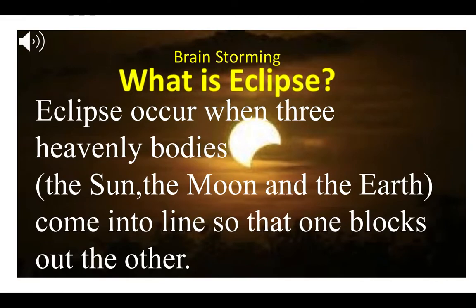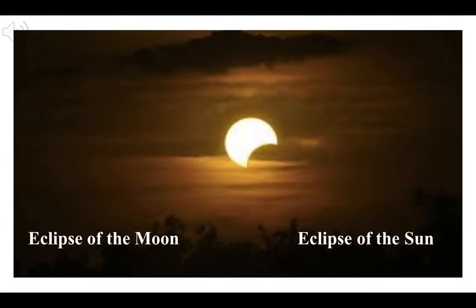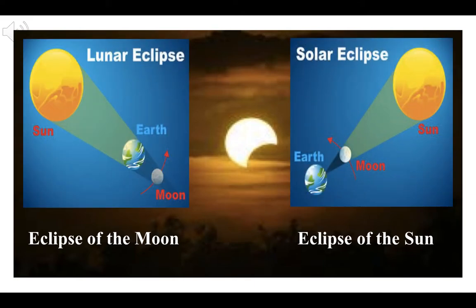First, you know about what is an eclipse. Eclipse occurs when three heavenly bodies, the sun, the moon and the earth, come into line so that one blocks out the other. There are two types of eclipses on earth, an eclipse of the moon and an eclipse of the sun.